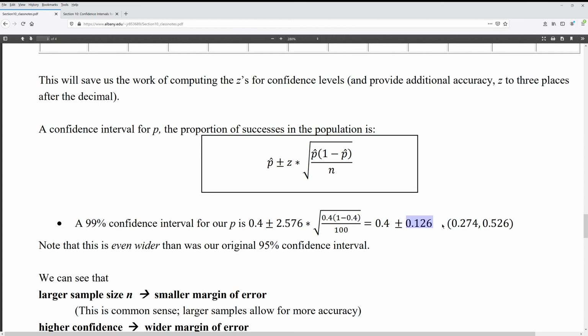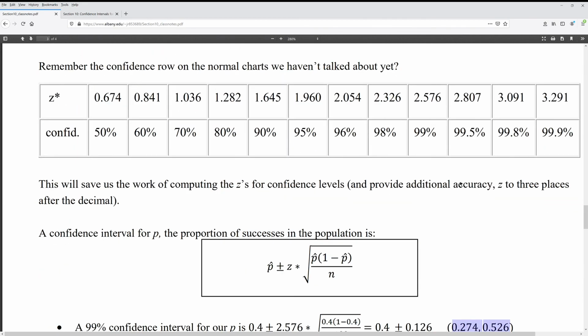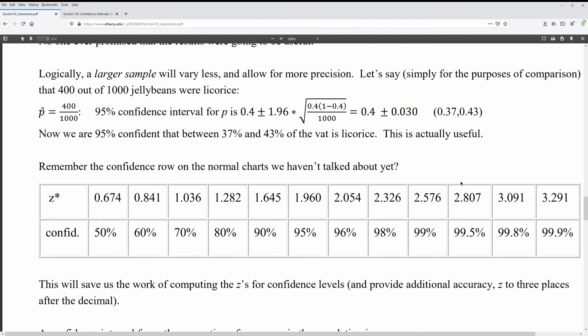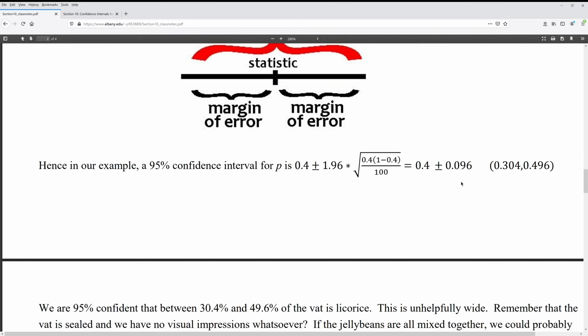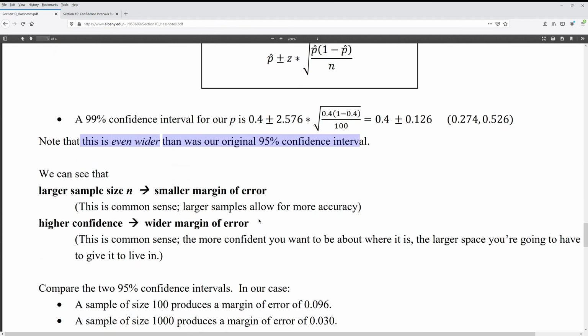So that cranks it up from 0.096, 9%-ish, to 0.126, 13%-ish. So the low wall is even lower and the high wall is even higher, right? Subtract the 0.126 from the 0.4, add the 0.126 to the 0.4. Instead of a low wall of 0.304, we now have a low wall of 0.274. Instead of a high wall of 0.496, we have a high wall of 0.526. This is even wider than our original 95% confidence interval, which, by the way, was pretty useless. So under the circumstances, a higher level of confidence would be a silly thing to demand, but nevertheless.